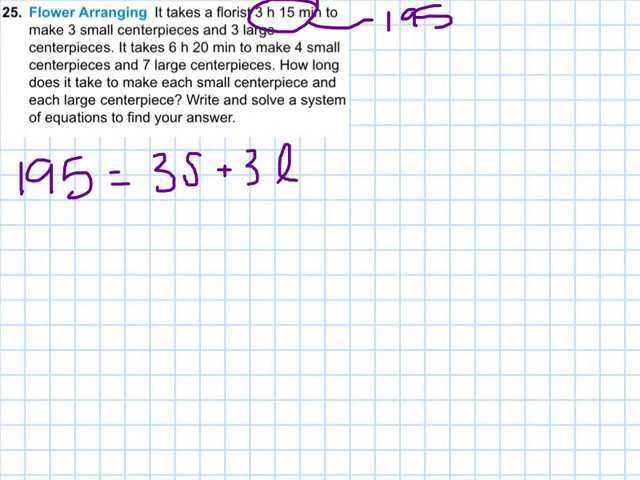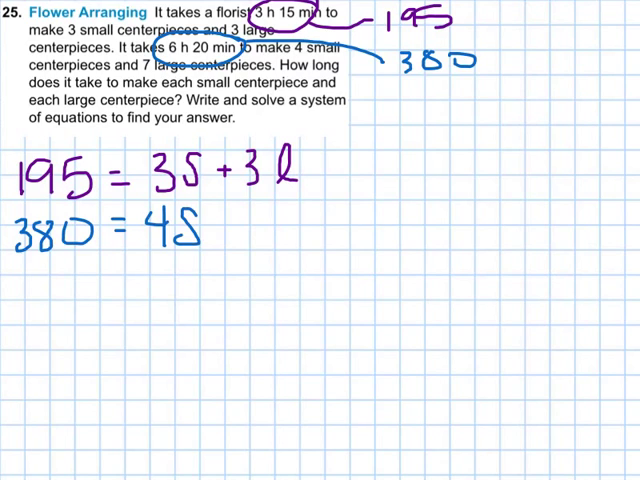6 hours and 20 minutes. I know that 6 hours is 360, so 6 hours and 20 minutes will be 380. 380 minutes to make 4 small centerpieces and 7 large centerpieces. And from there we can solve it how we've been solving. For time's sake, I'm not going to work it all the way out, but we can finish it out in class if you need, but those are the equations that you're going to use.